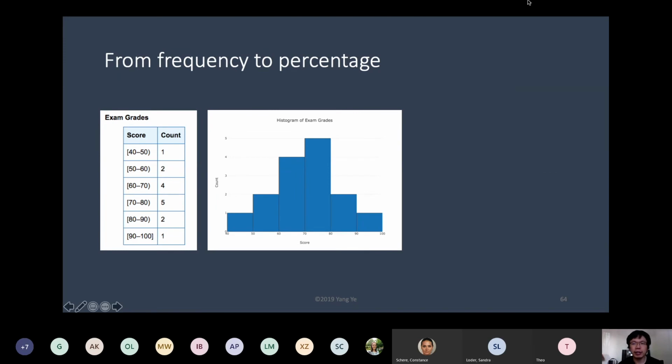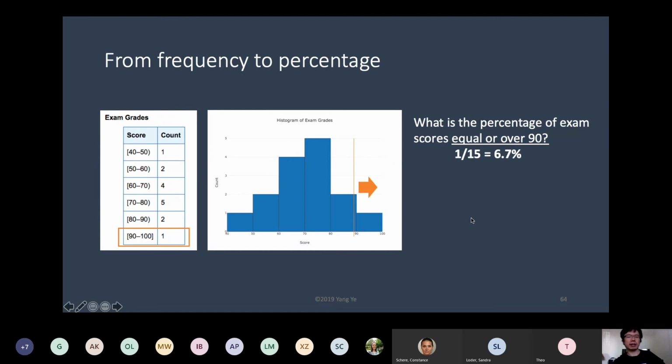Again, the final thing that I want to talk about before we go on break is that you can turn frequency into percentage. If you ask yourself what is the percentage of exam scores equal to or over 90, you can count that, right? You draw a line at 90, and you want to know the size of this little bar to the right of 90 in proportion to all the area covered by the histogram. That is dividing the count of 1 by the total count of 15, which gives 6.7. So the percentage of exam scores equal to or over 90 is 6.7%.